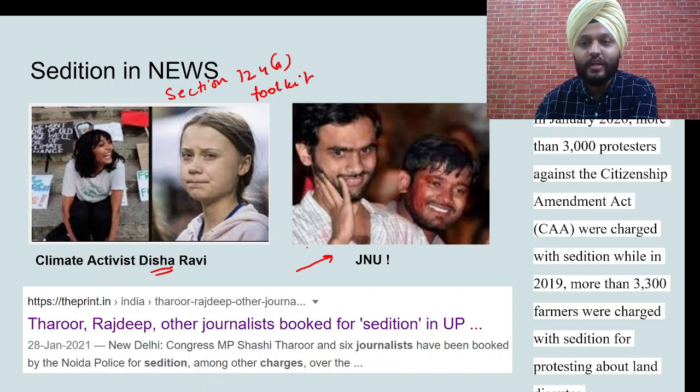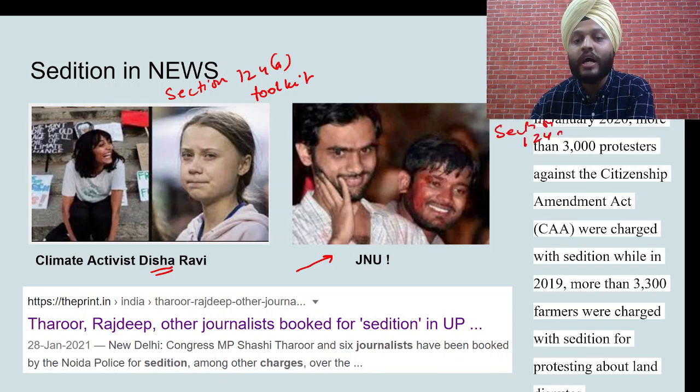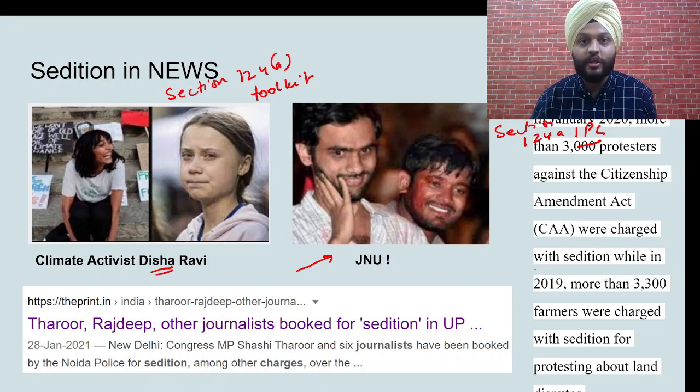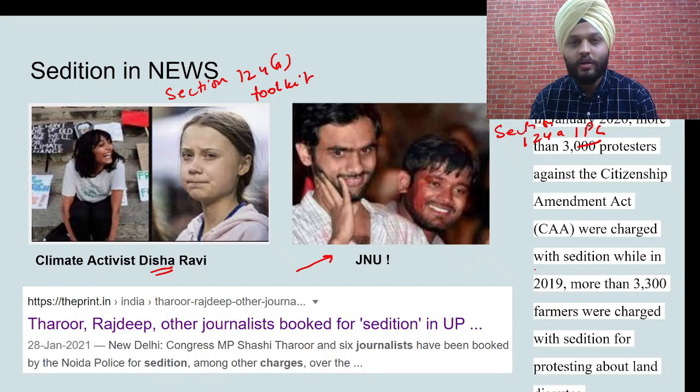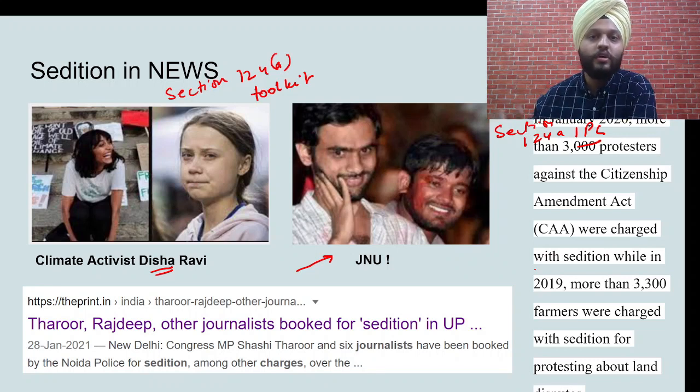Since January 2020, more than 3,000 protesters have been charged. Basically, they were protesting against the Citizenship Amendment Act, and they were charged with section 124A of IPC, that is sedition. And in 2019, I'm not talking about 2021 because we have a major farmer agitation going on, more than 3,000 farmers were charged with sedition who were protesting about land disputes. So there are n number of cases about sedition. Some are very famous, some very popular, and some are very routine, which go unnoticed by the common eye.